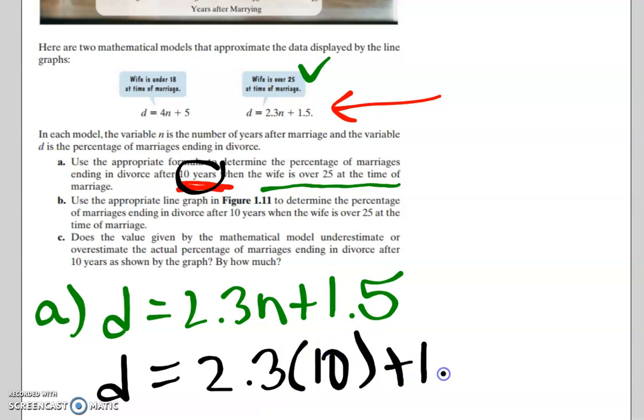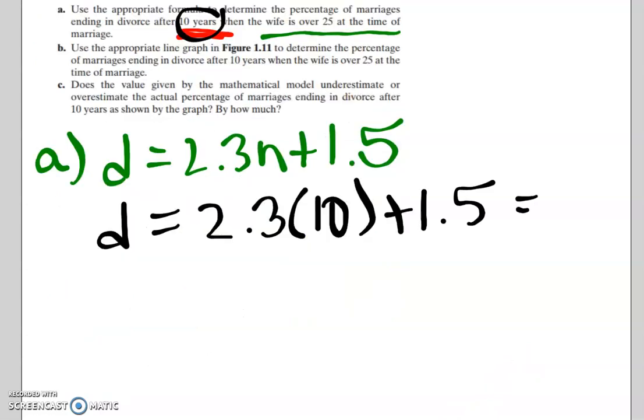And I could put that right into a calculator, and I'm going to get 24.5%. So that is the average percentage of marriages that end in divorce after 10 years when the wife gets married and she's over 25 years old. Okay, that's my answer for A. Interpreting the graph, interpreting the functions.